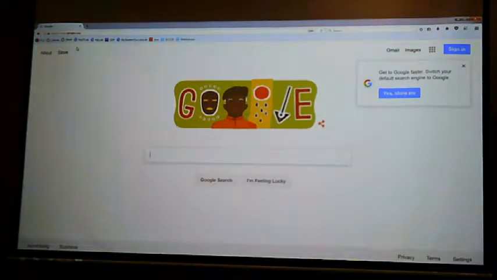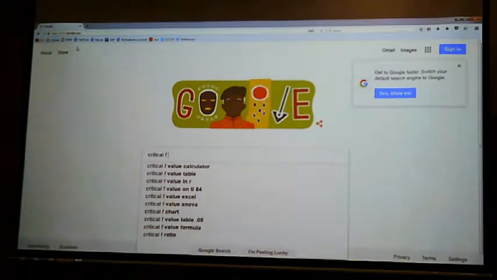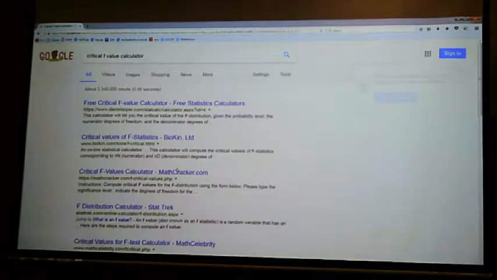Alright, the next thing I want to talk about is how to find the appropriate critical F value. There is an F distribution in Appendix H in your book. However, most of the values you'll need to find, you'll actually have to look up online. So first thing you want to do is just Google critical F value calculator. First thing that comes up right there, I'm sure that one will work, free critical F value calculator.